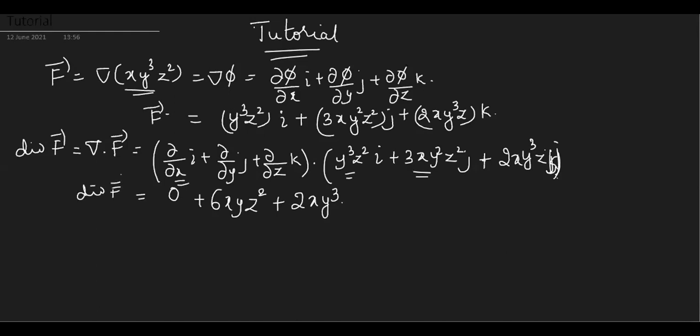They have not asked only divergence. What they have asked? Divergence at some point, no? Curl F is there, but divergence, not only divergence. Read the question complete. Which point they have asked? 1, minus 1, 1. Yes, very good. So x should be taken as 1, y should be taken as minus 1, z should be taken as plus 1. Yeah, what will you get?